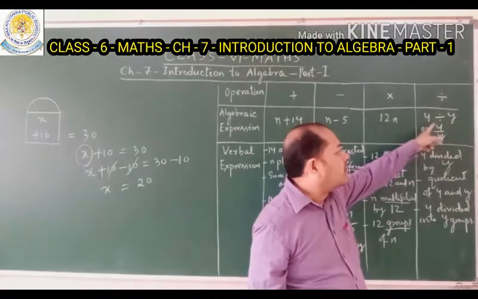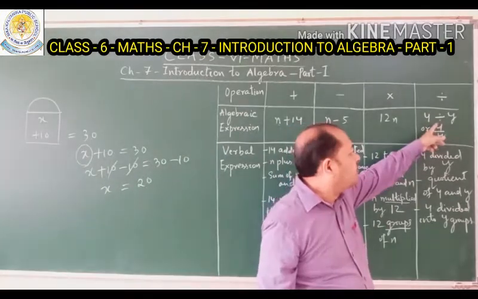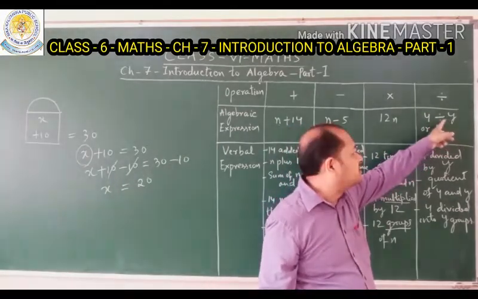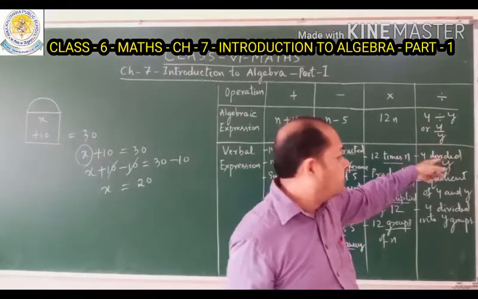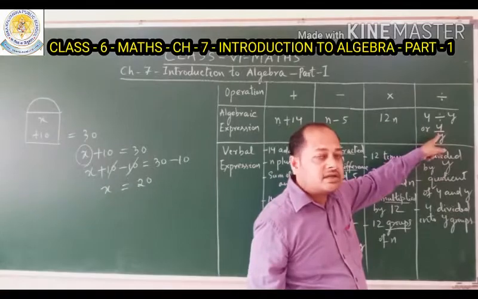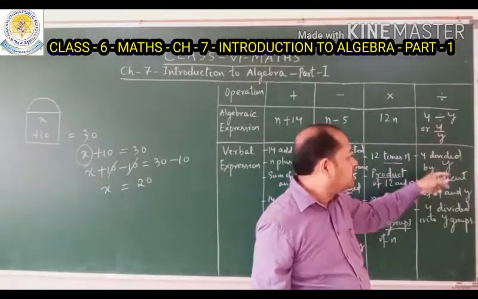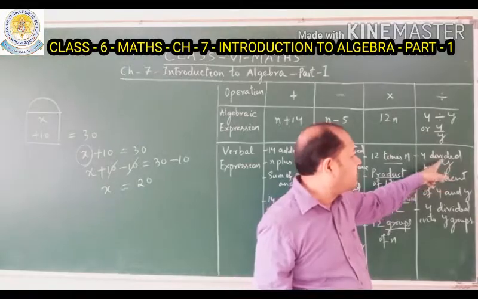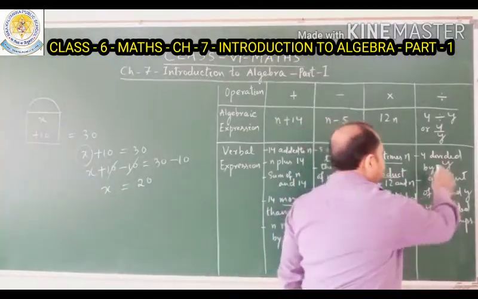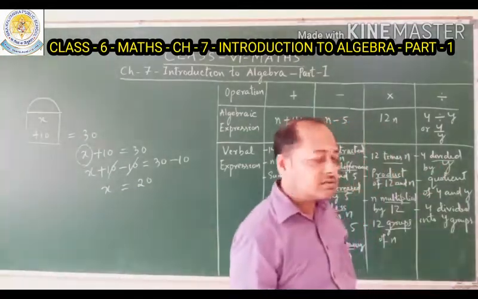So here one algebraic expression is given, 4 divided by y. 4, the division symbol, then y. Also we can write 4 by y. The by symbol is used here to describe 4 divided by y. So which verbal expression is used here? Let's see. 4 divided by y. Here the word divided is used.